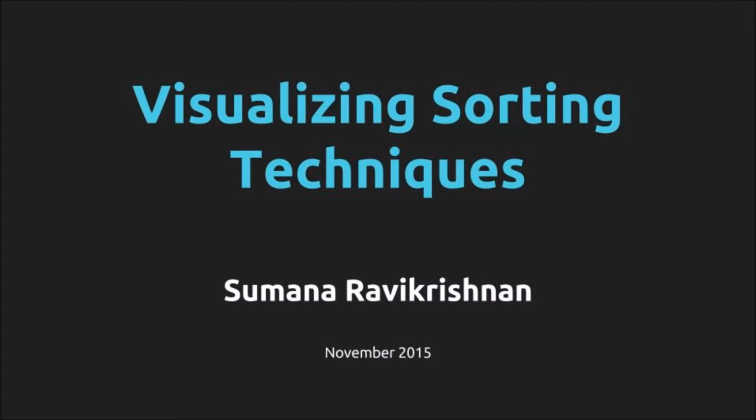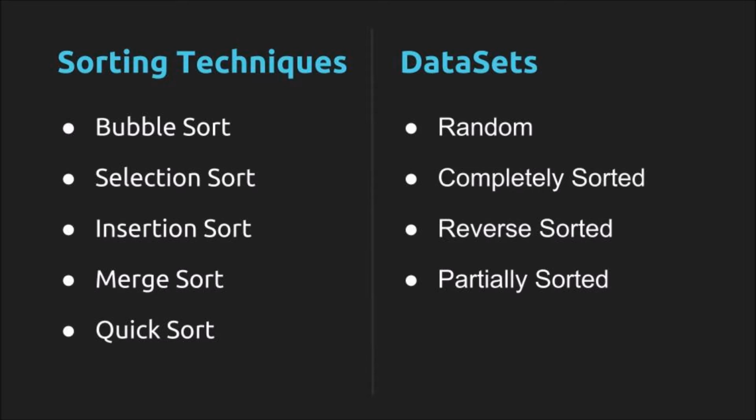In this video, we are going to have a look at 5 different sorting techniques and visualize how the sorting is carried out in each. The 5 sorting techniques we are going to see are bubble sort, selection sort, insertion sort, merge sort, and quick sort. We are going to visualize and see how these sorting algorithms perform over 4 different data sets, such as a random data set, a completely sorted data set, a reverse sorted data set, and a partially sorted data set. Let us quickly have a look at each of these sorting techniques.